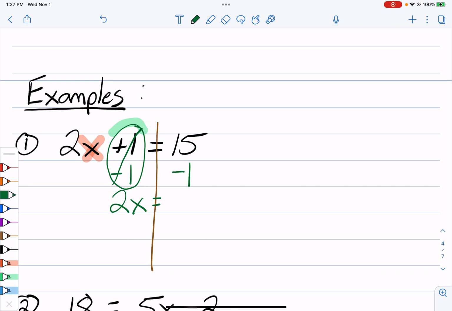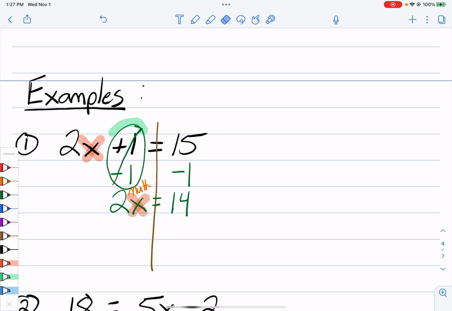On the right-hand side, I have 15 minus 1, which is 14. So my next step, do I have something multiplying or dividing the variable? I have something multiplying. If you have a number with a variable right next to it and there's no sign in between, no nothing, that means it's being multiplied. So the inverse of multiplication is division.